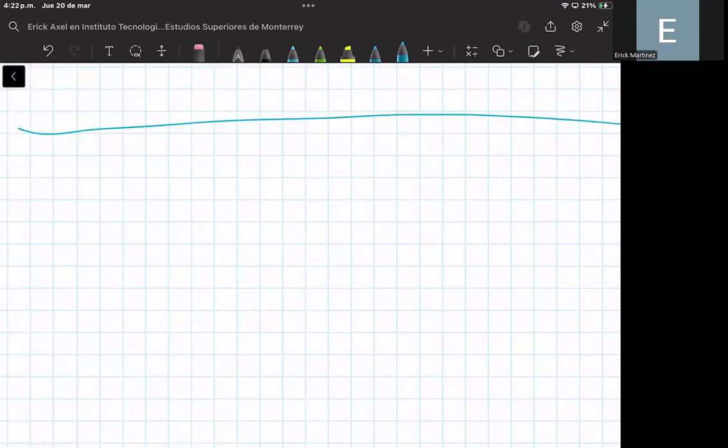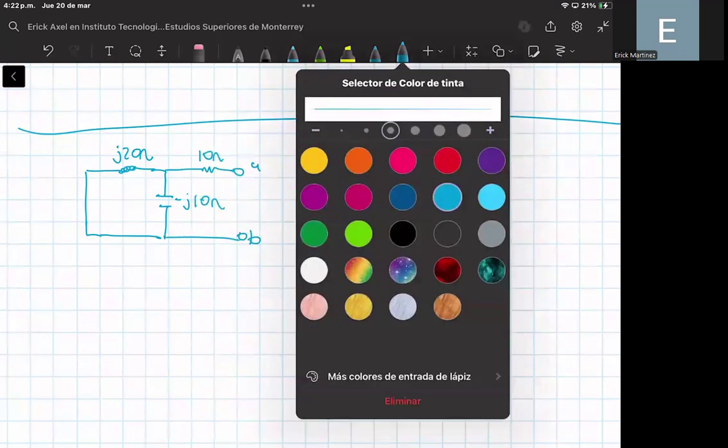Okay, so we can have the following circuit. We have here a cable, then we have here the impedance of the inductor, that is J times 20 ohms. Then we have here this branch that has a capacitor, that is, the impedance of this is minus J 10 ohms. And we have here the resistance of 10 ohms. And here we have terminal A, and here we have terminal B.